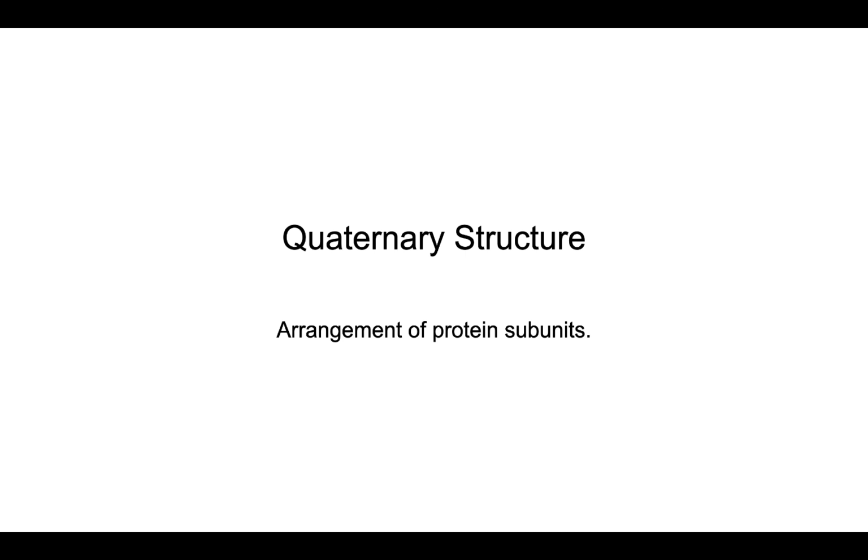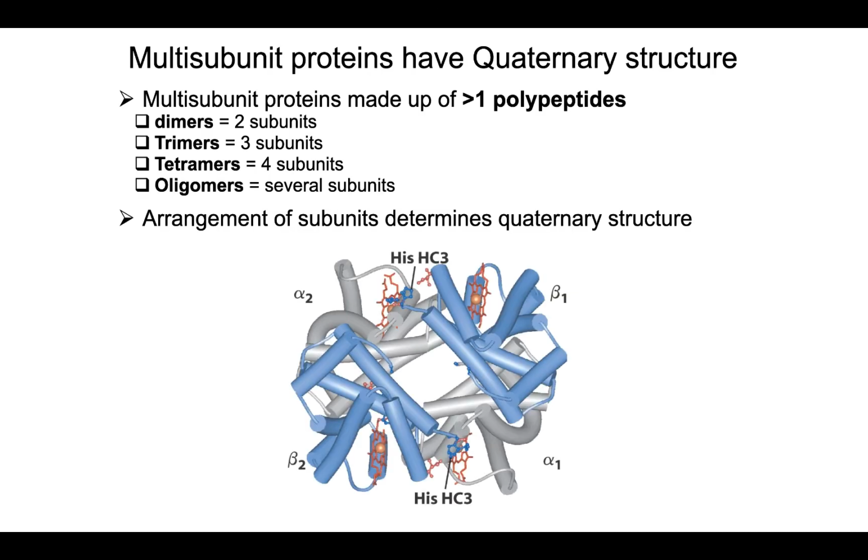Finally, quaternary structure only occurs for proteins that are made up of multiple polypeptides, multiple subunits. So if it's made up of 2 polypeptide chains, we call it a dimer. If it's made up of 3, we call it a trimer. If it's made up of 4, a tetramer. And if it's a bunch, sort of undefined, then we call them oligomers. So for example, here we have hemoglobin, and it is made up of 2 alpha chains and 2 beta chains. So it is a tetramer.